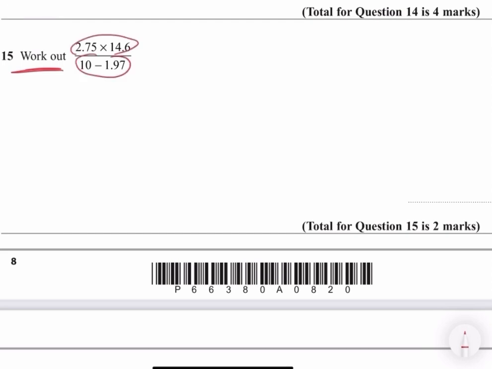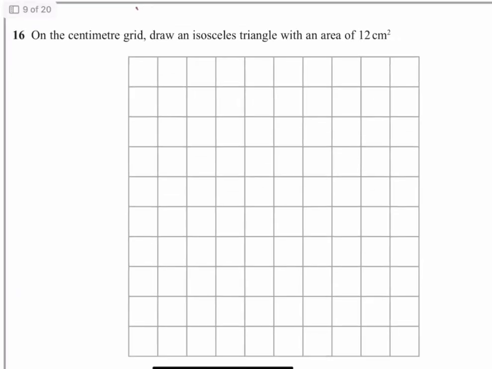So here, just work out, do it on a calculator. If you have a fraction sign, just put that and do the whole thing in one go. If you don't have a fraction symbol on your calculator, you just do the top numbers first and then the bottom numbers and divide.